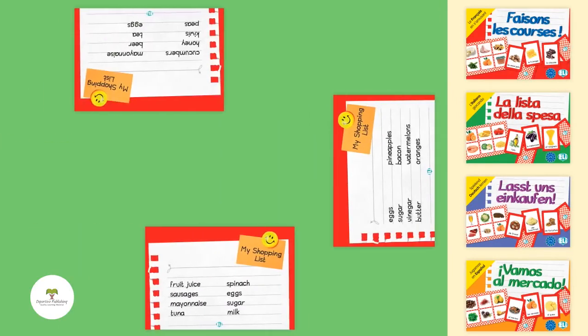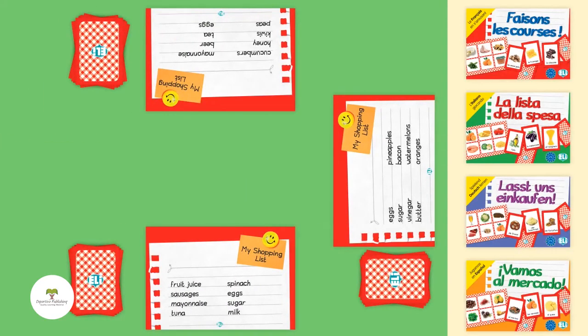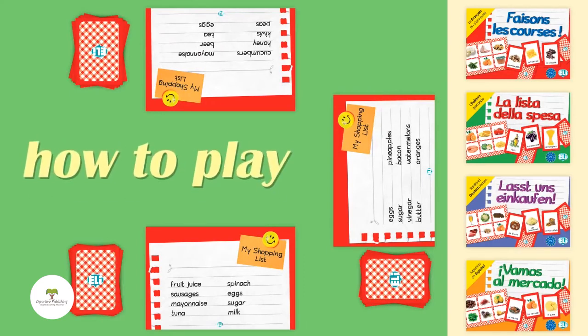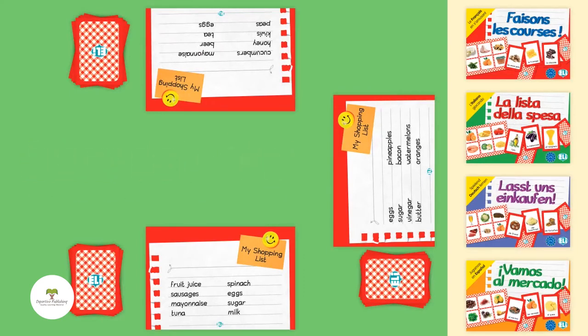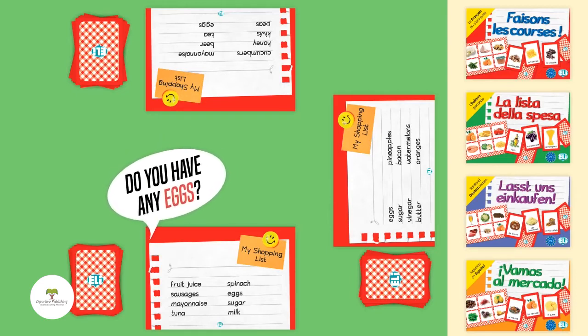Distribute to each player a shopping list and all the playing cards. The youngest player starts the game as a buyer by asking any playmate whether he or she has an ingredient on their shopping list. For example, "Do you have any eggs?"